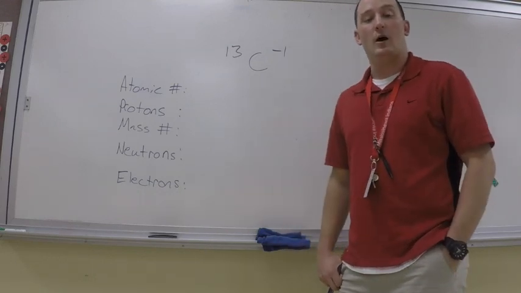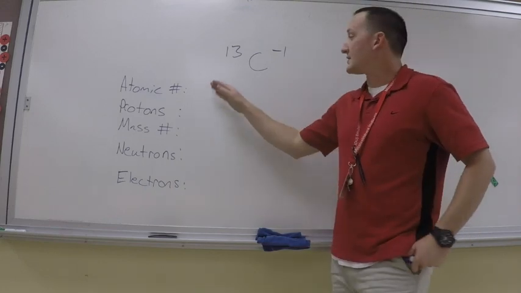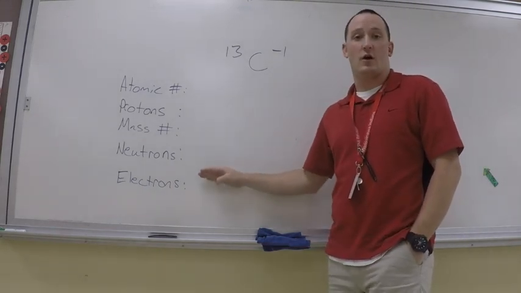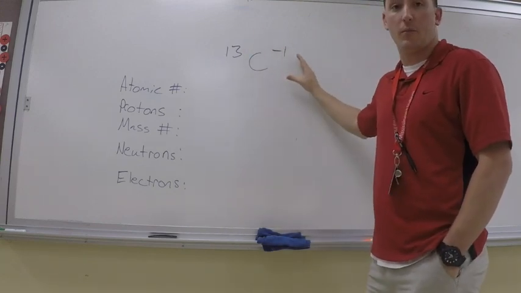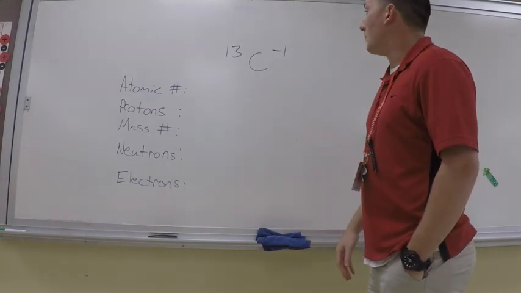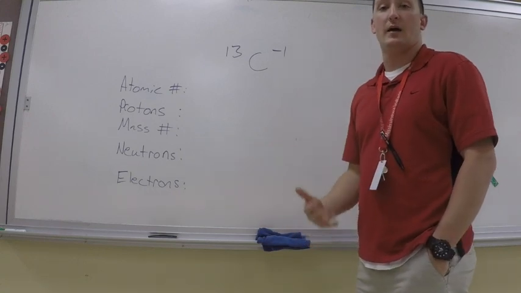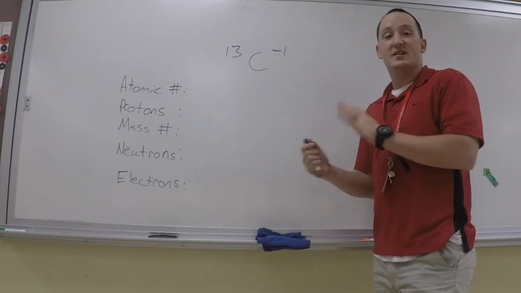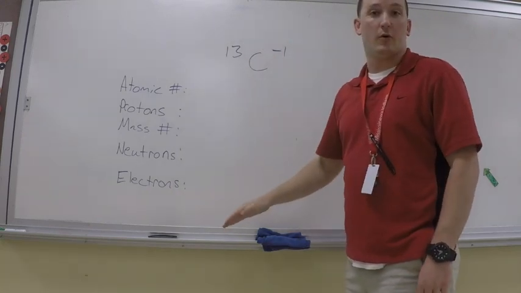Hello ladies and gentlemen. What I'm going to show you how to do today is how to determine atomic number, protons, mass number, neutrons, and electrons from something called the isotope symbol. So I'm going to teach you how to interpret this symbol. It's predictable for every atom. So everything that you see here you should be able to apply to other atoms. So let's get started with first interpreting this symbol, and then I'll show you how to determine these numbers.